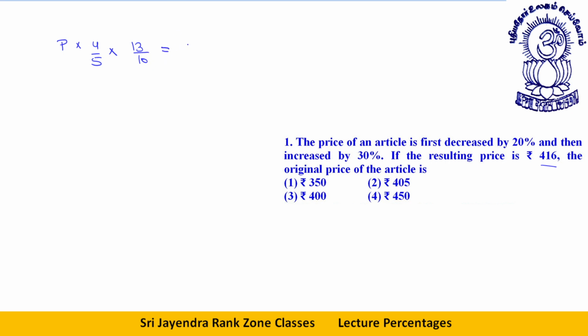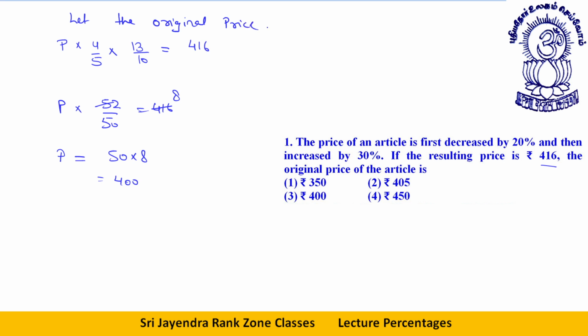Now this is given to us as 416. The resulting price is 416. So the price will be P into 4 by 5 into 13 by 10, that is 52 upon 50 P, is equal to 416. You can directly cancel this, which gives you 8. So the original price was 50 into 8, that is 400. Okay, let's move to the next one.